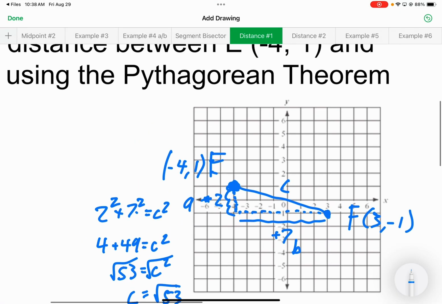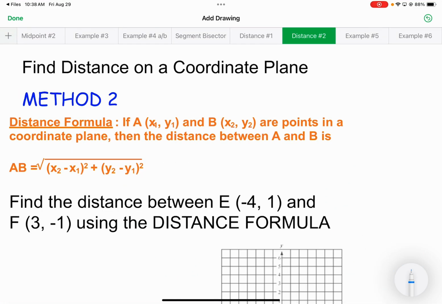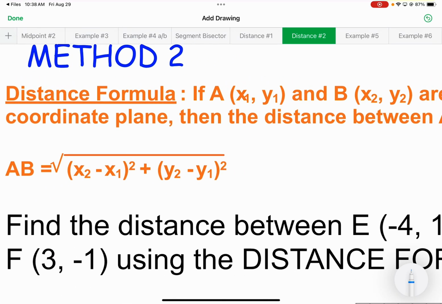Okay, super. All right, let's do actual distance though. Now, if we're trying to find the distance on the coordinate plane, the other way we can do it is what's called the distance formula. So if you have a coordinate point A and a coordinate point B with coordinates x1, y1 and x2, y2, those are points in the coordinate plane, you can use the distance formula, and it's given as follows: the square root of (x2 minus x1) squared plus (y2 minus y1) squared.